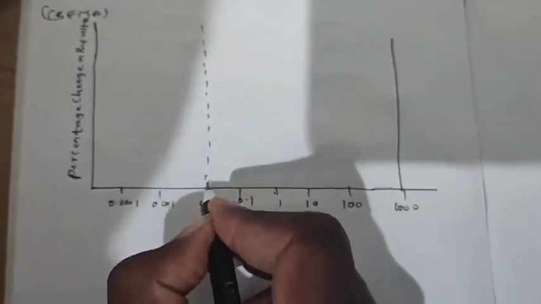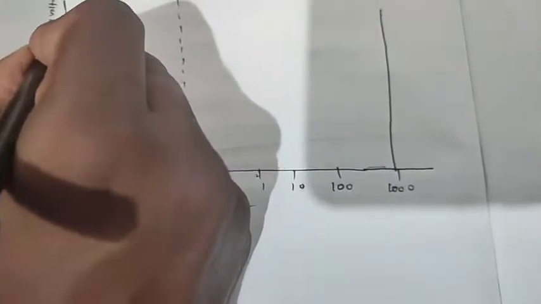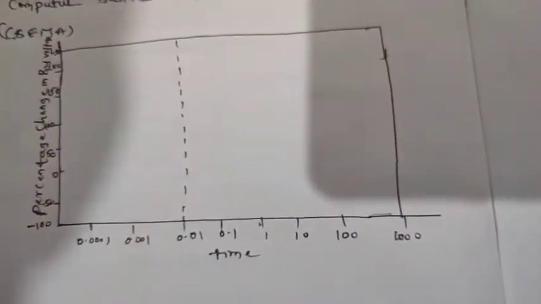It can take historical data. So minus 100, minus 50, 0, 50, 100, 150, 200, 250.